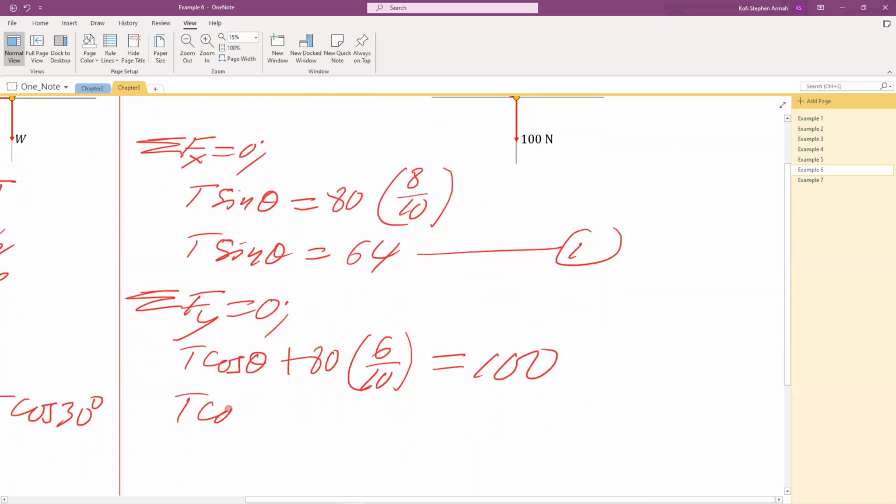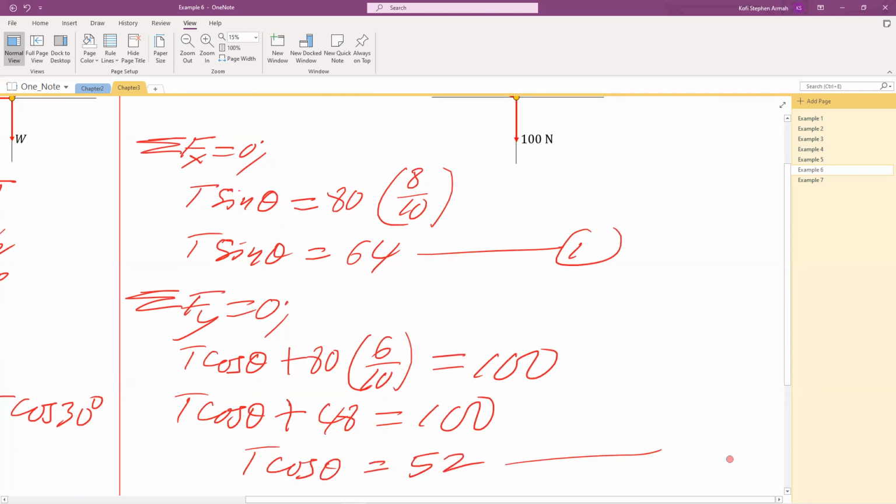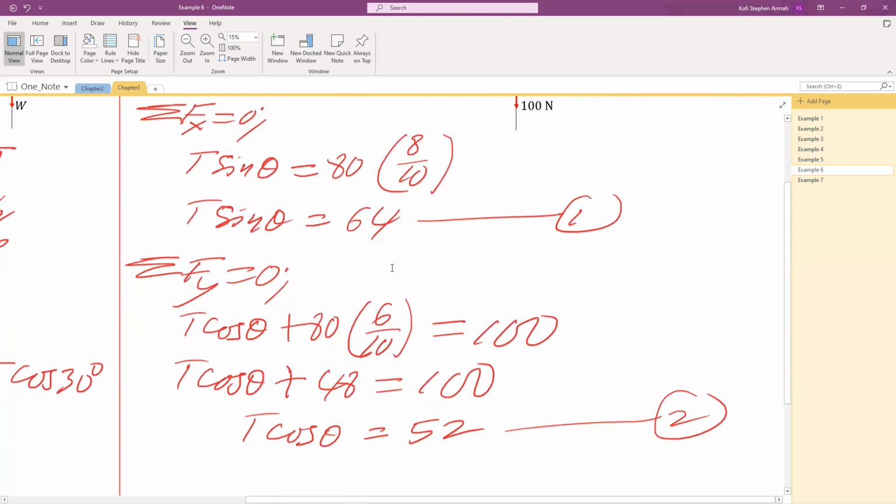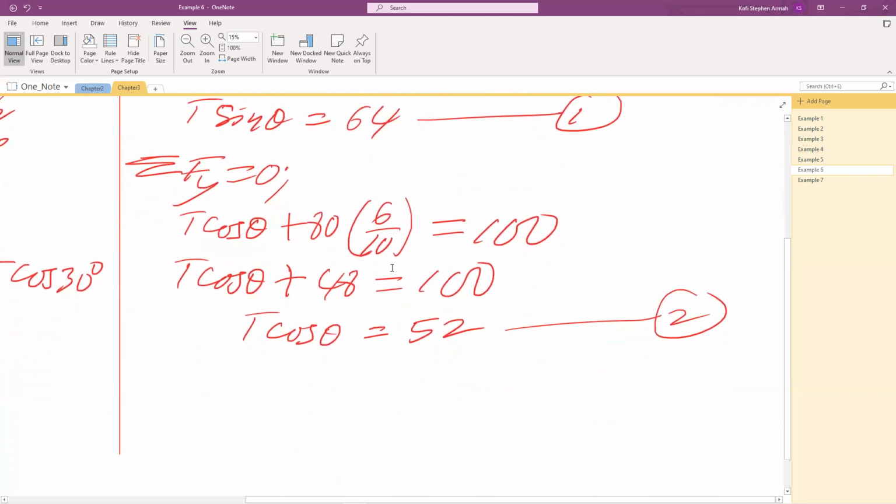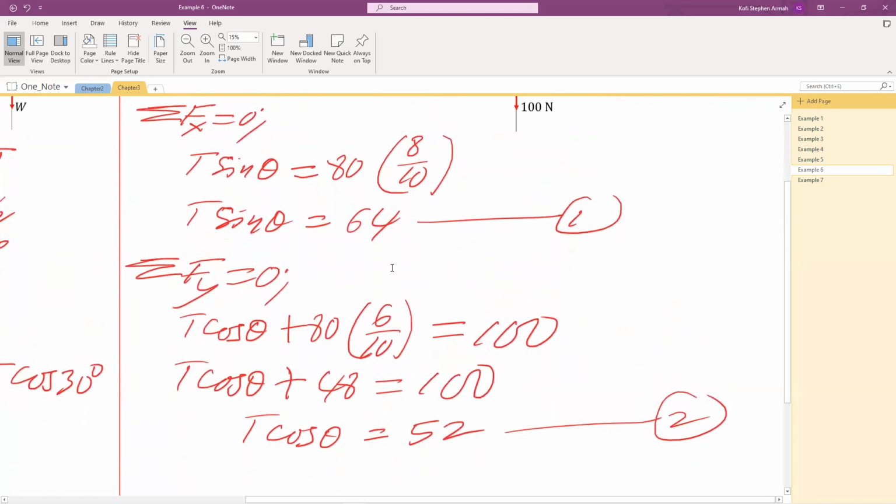So t cosine theta at 10 cancel that. I think 8 times 6 is 48. Equal to 100. So if you make t cosine theta the subject, I believe you're going to get 52. If there's any numbers, I'll do most of it from my head, and then I have a calculator here. So in case there's some error in computation, let me know when you see me in class.